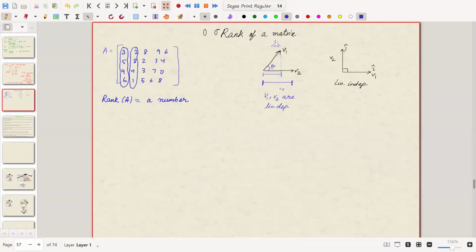Python has its own command. You just enter the matrix and type rank, bracket A, the matrix name. It will just give you the rank. Now, rank is equal to the number of linearly independent rows or columns. What do I mean by this? Can you give me the maximum value of a rank from this definition?